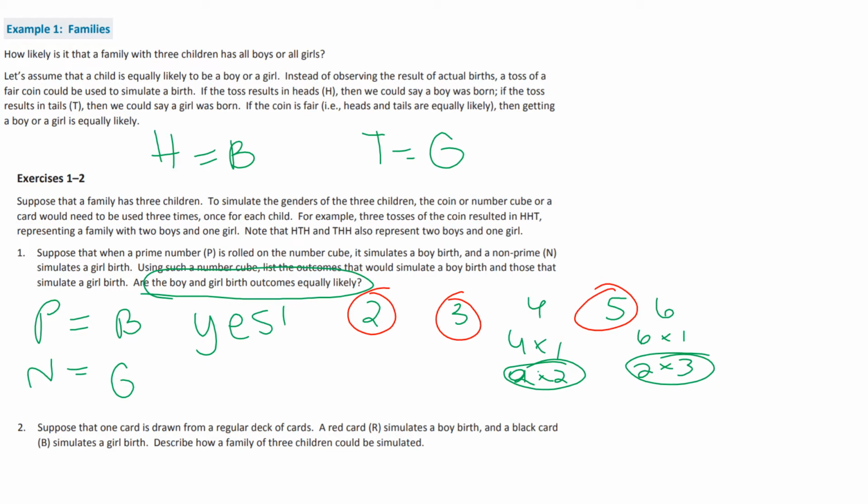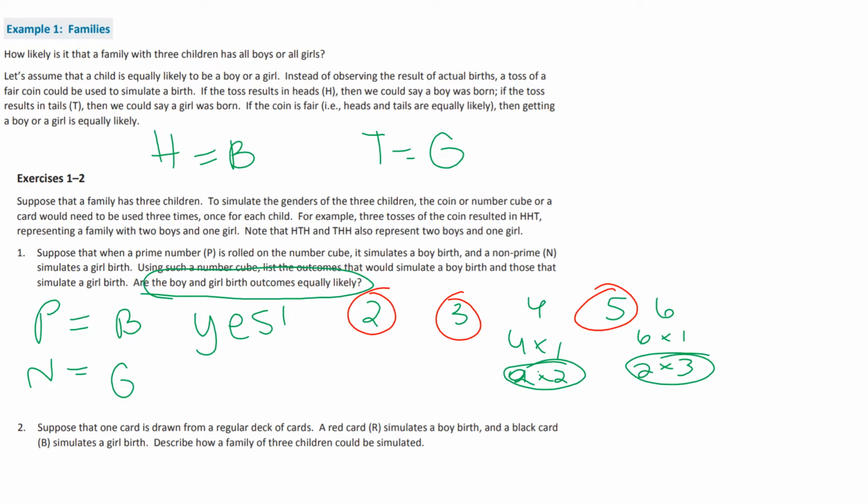So for number 2, it says, suppose that 1 card is drawn from a regular deck of cards. A red card simulates a boy birth and a black card simulates a girl birth. Describe how the family of 3 children can be simulated. So this is just asking you to describe how you can use a deck of cards, just like we use the dice where you roll the dice. How could we use a deck of cards?